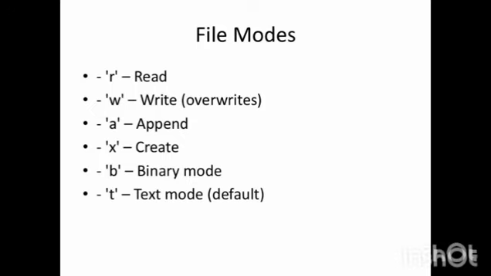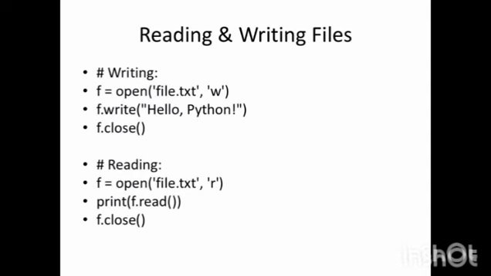There's also rb and wb for binary files, useful when working with images or audio. Text mode is the default, which is fine for working with documents. Picking the right mode ensures your file operations go smoothly. Let's look at reading and writing in action.